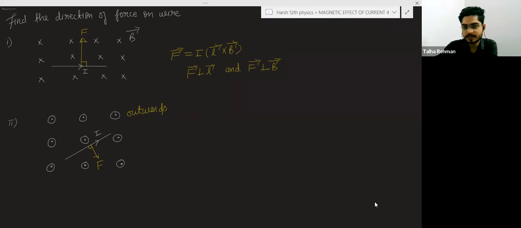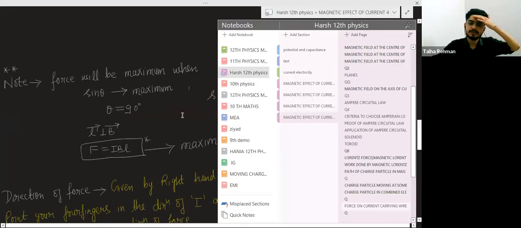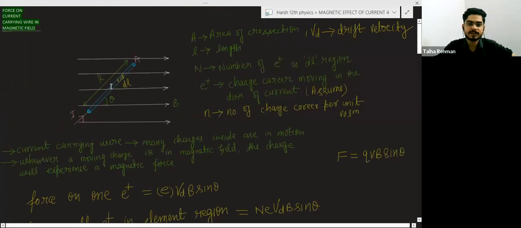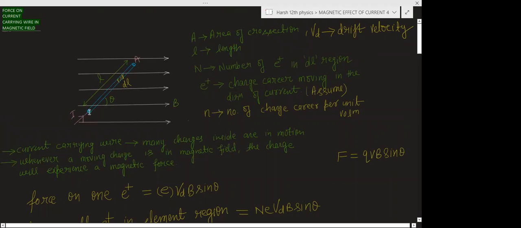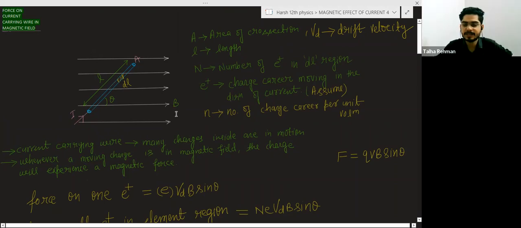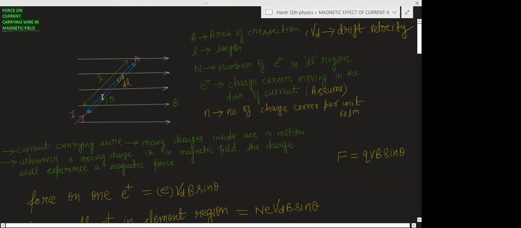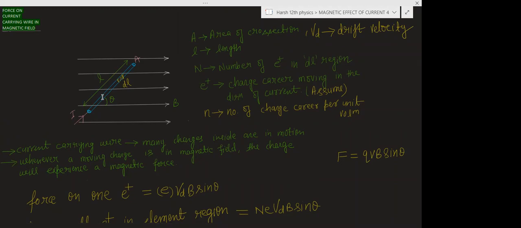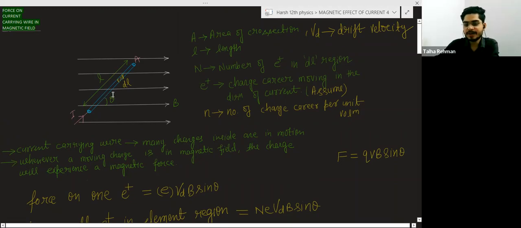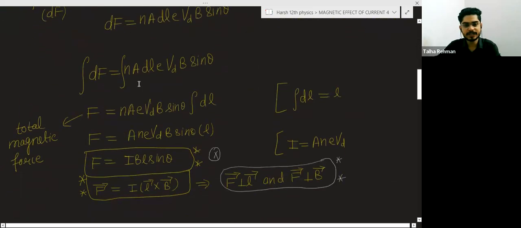So, this derivation, if you have any doubt in this: when you place a current carrying conductor in the magnetic field, what will happen on this conductor? There will be a magnetic force. Magnetic force is given by the current into magnetic field into length of the conductor into sine theta. IBL sine theta. This is the formula.